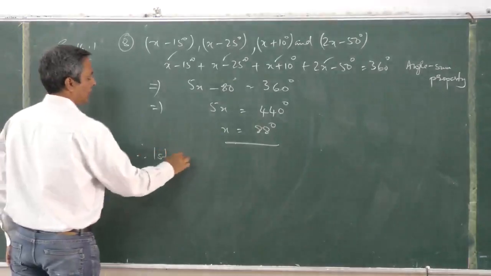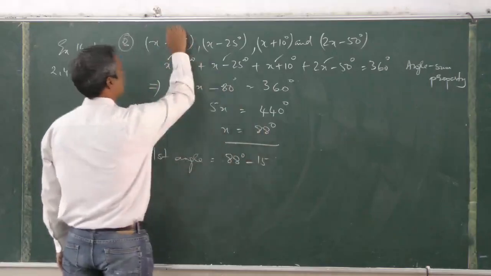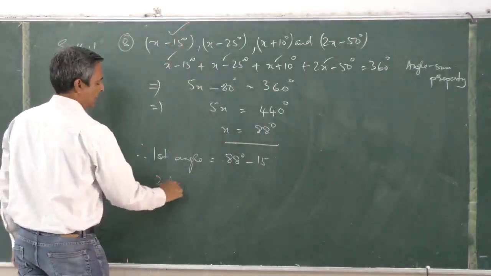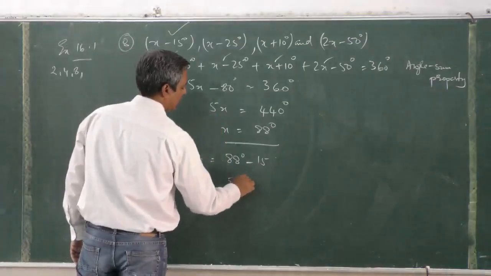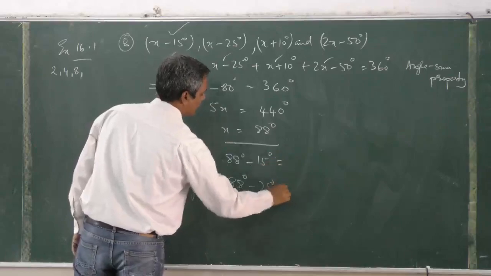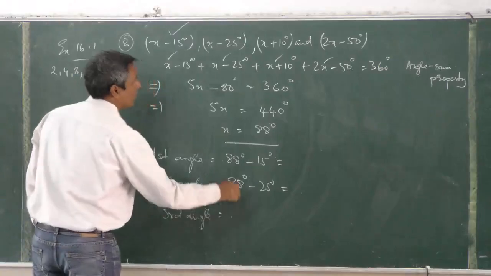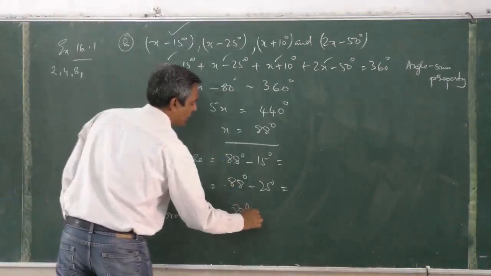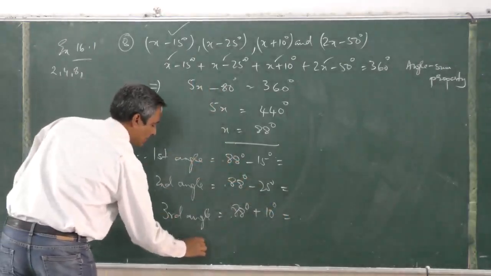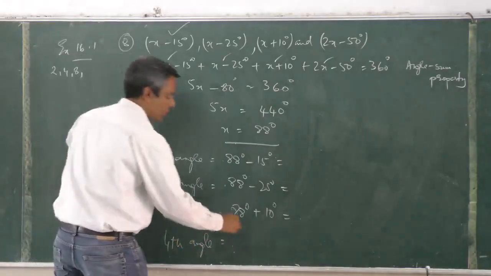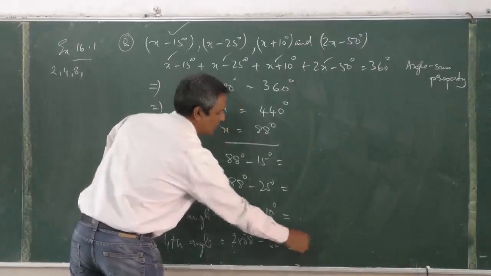Therefore, first angle: 88 degrees minus 15 degrees. Second angle: 88 degrees minus 25 degrees. I am sure you can complete this. Third angle: 88 degrees plus 10 degrees. And the fourth angle: 2x, 2 into 88 degrees minus 50 degrees.